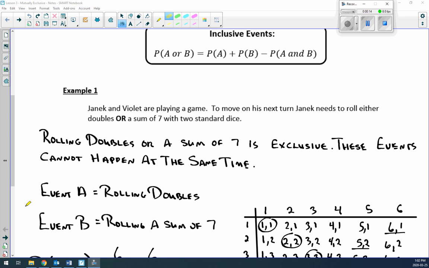So Janek and Violet are playing a game. To move on the next turn, Janek needs to roll either doubles or a sum of 7 with 2 standard dice. Now, here's the deal. Rolling doubles or a sum of 7 is exclusive. Why is that? Because these events cannot happen at the same time. There's no doubles that add up to 7.